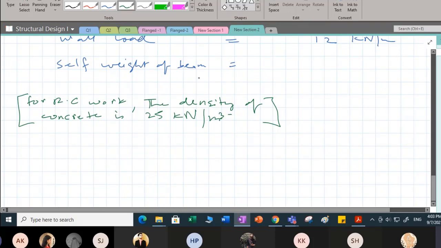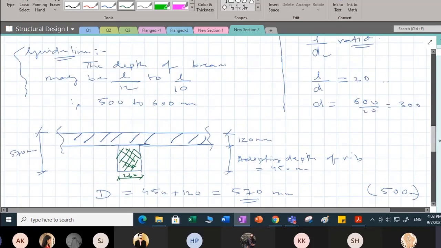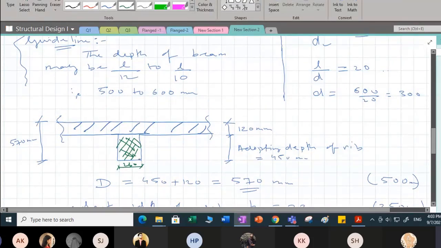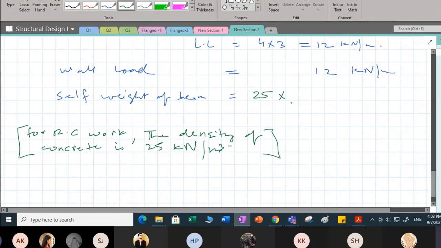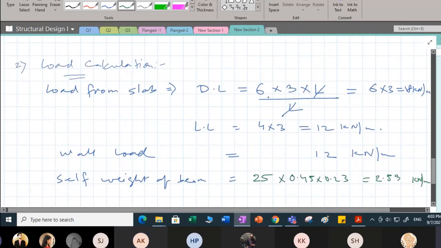So what is going to be the self weight of the beam? Density into cross section. The cross section is that shaded portion which I had made, 450 deep into 230 mm. So I am going to multiply 25 into 0.45 into 0.23. This will give me the result in terms of kilonewton per meter. So how much is it coming? 2.59. So you can see I have computed what load is actually going to act on your beam.